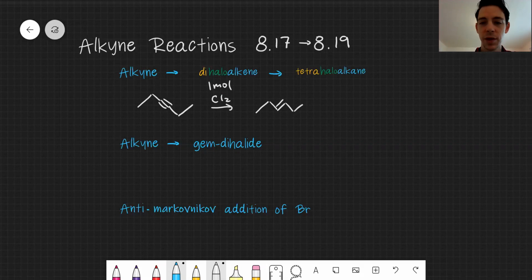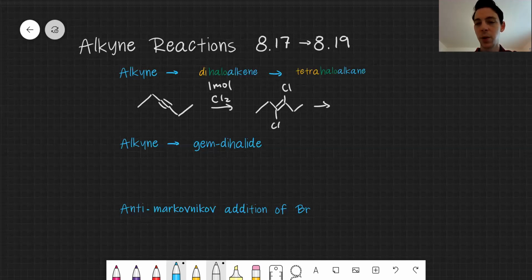So this leaves me with an alkene that has had chlorine added onto that triple bond, now making it a double bond. They're added in anti positions. Now we've got a dihaloalkene. We could add a second molar equivalent of chlorine to it to make our tetrahaloalkene. So essentially we're adding 2 chlorine onto each of the carbons that were originally in the triple bond.